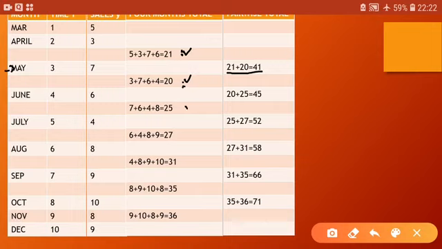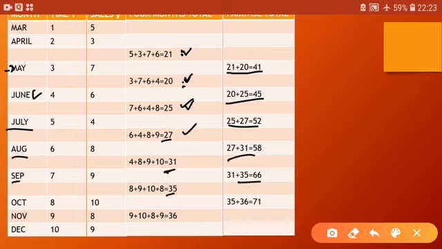Then 20 and 25 is also the total. So 20 plus 25, it's 45. So you will be writing against this 20 and against 45, and 45 is opposite to the June. 25 plus 27, so it's 52, and you can see 52 is opposite to the July. Then 27 plus 31, 58, and you can see 58 is opposite to August. 31 plus 35, 66, opposite to September. 35 plus 36, 71, opposite to October. In this also, first 2 blank, March, April, second 2 blank, November, December.